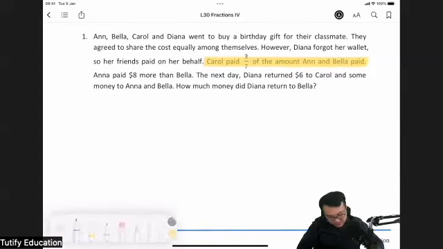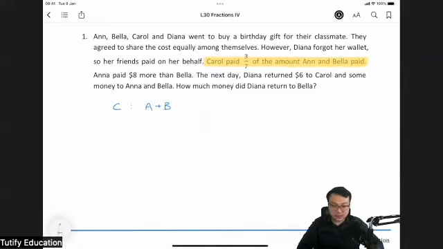Okay, so if you compare Carol to Anne and Bella, how many units do you think we should give to Carol? 3 units. Oh, very good. 3 units. And how many units for A and B? 7. Correct.